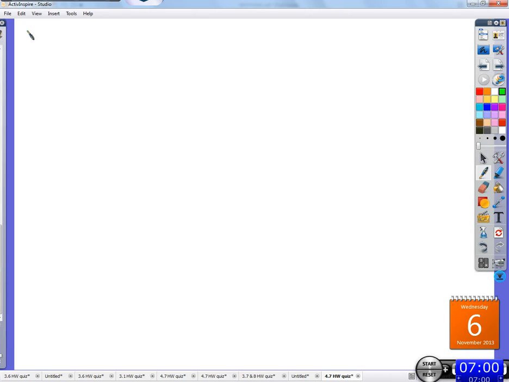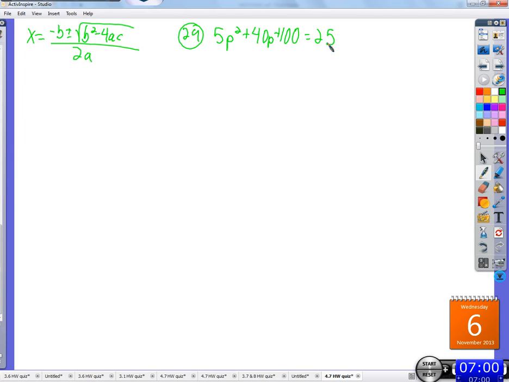So x equals negative b plus or minus the square root of b squared minus 4ac over 2a. That's the formula that we're going to use on this problem. 5p squared plus 40p plus 100 equals 25.